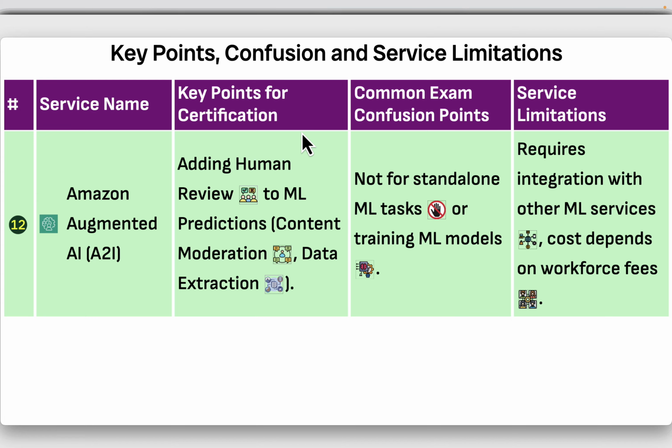Key points for certification: adding human review to ML predictions, like content moderation and data extraction. Common exam confusion points: it is not for standalone machine learning tasks or training ML models. Service limitations: it requires integration with other ML services, and cost depends on workforce fees, because it needs some service as well as humans, since it is a human-in-the-loop kind of service.